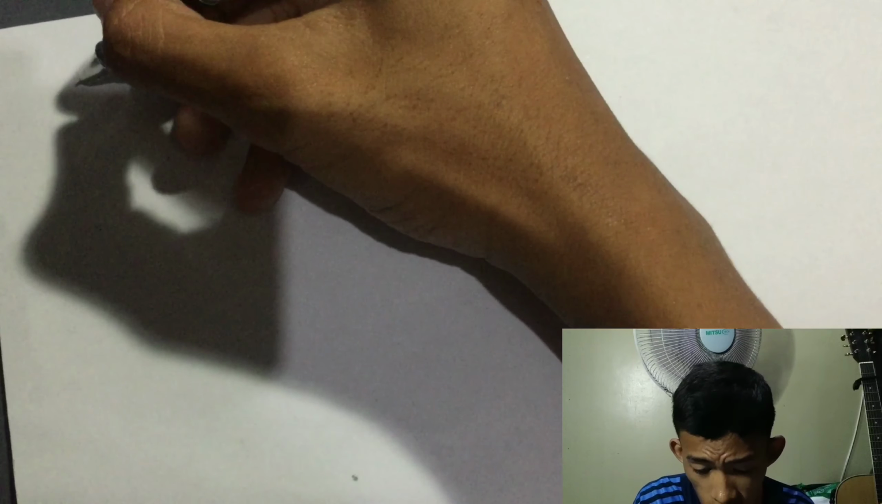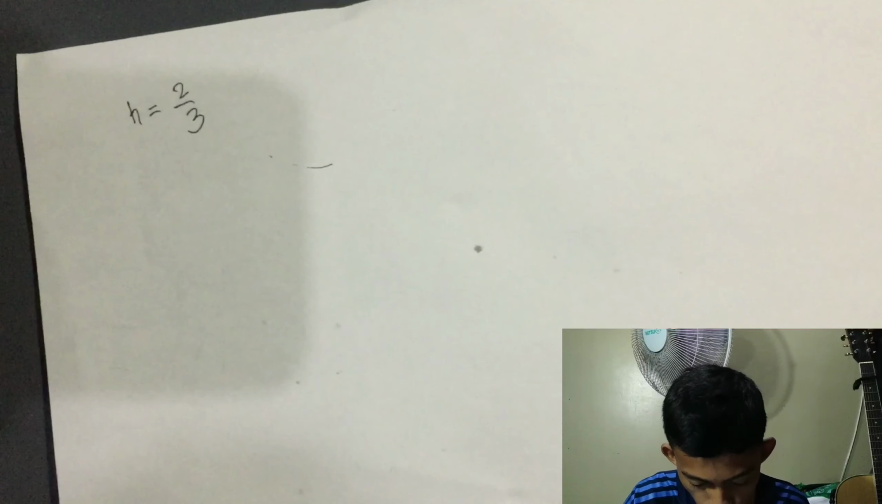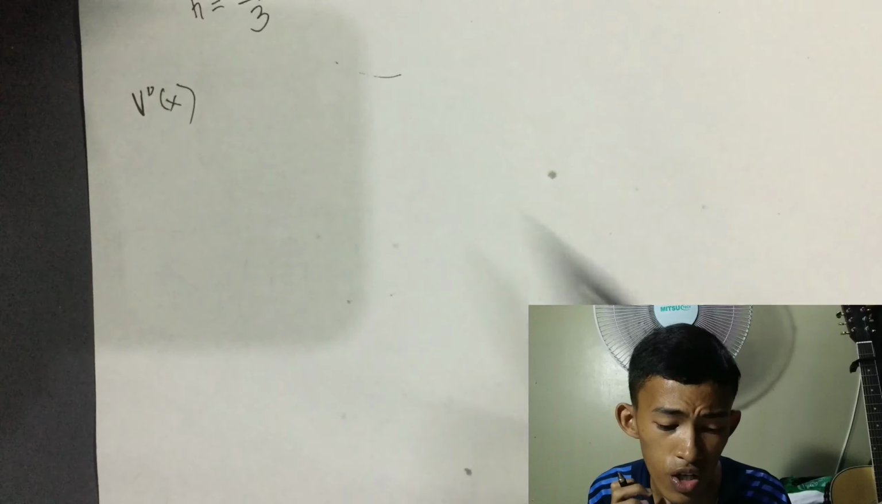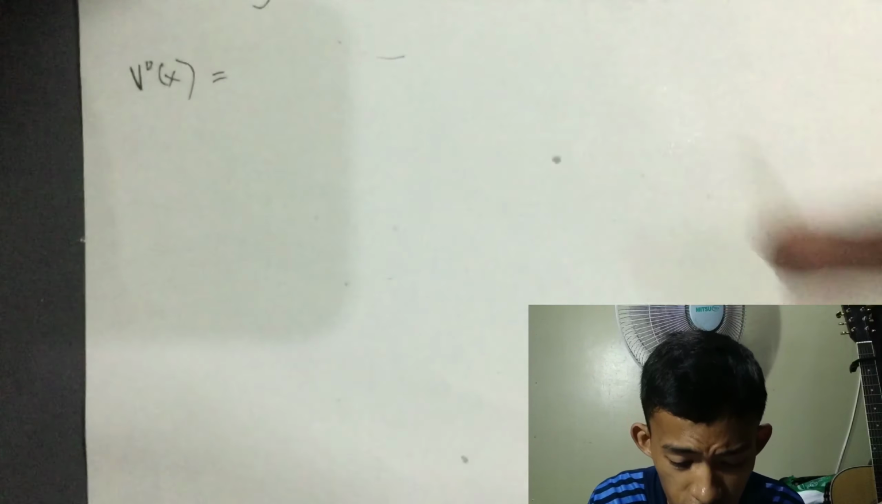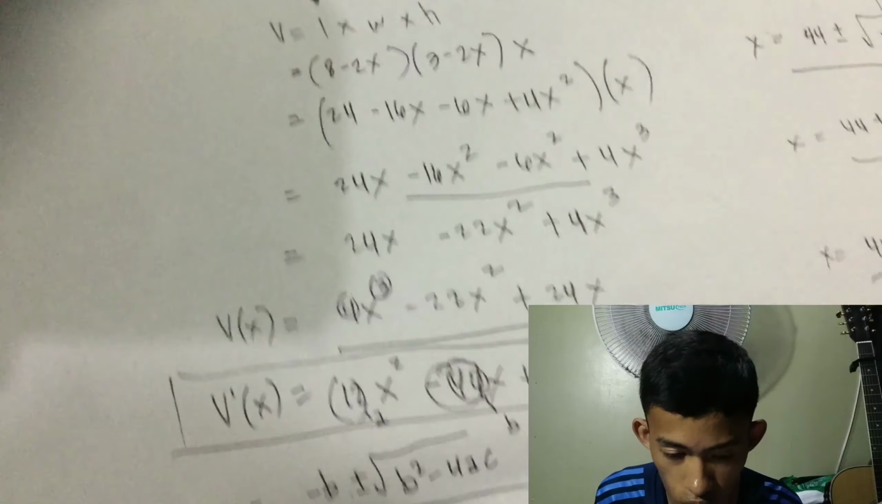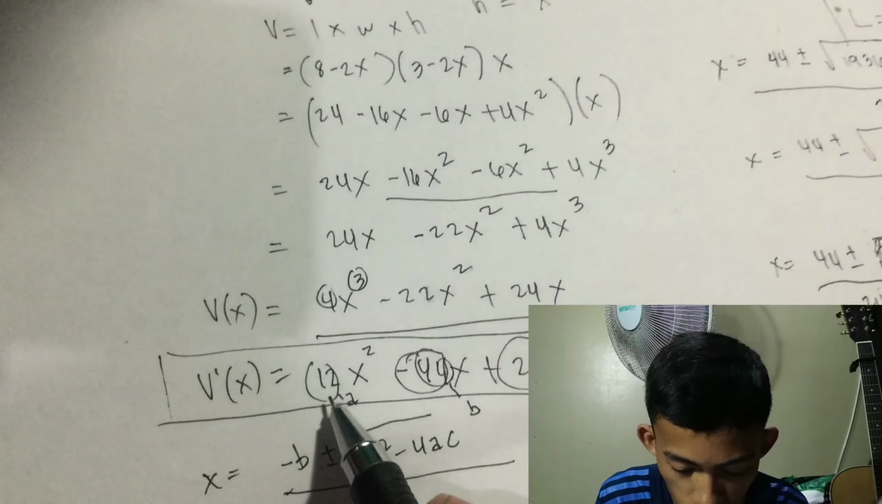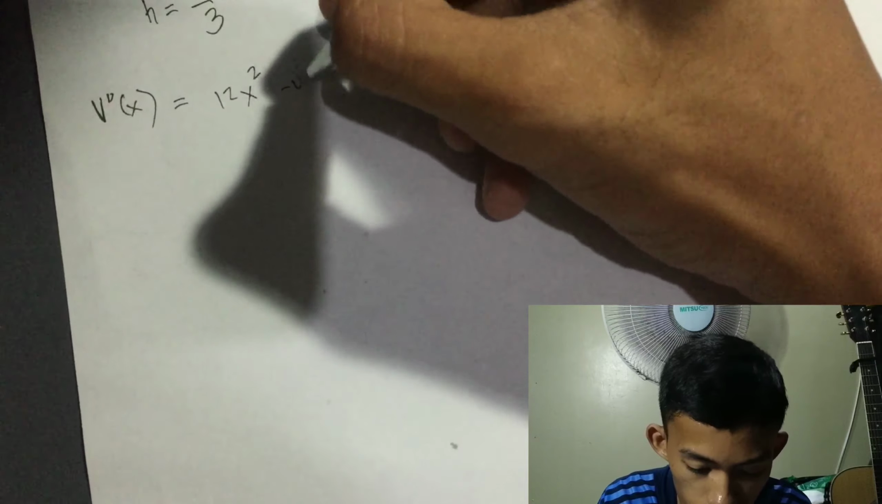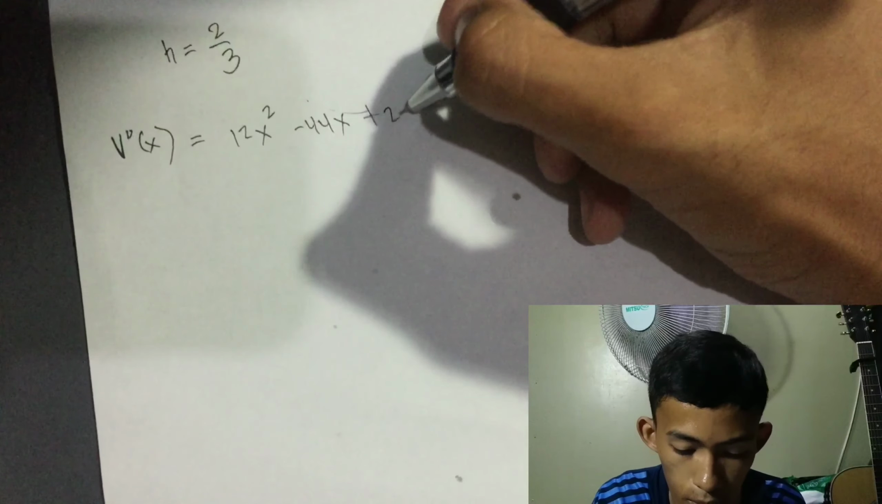Let's check if our height is correct. The height is equal to 2/3, but according to the problem, we must find the greatest possible volume. So we will find the maxima. In order to find the maxima, we will get the second derivative, the derivative of our first derivative. Our first derivative was 12x squared minus 44x plus 24.